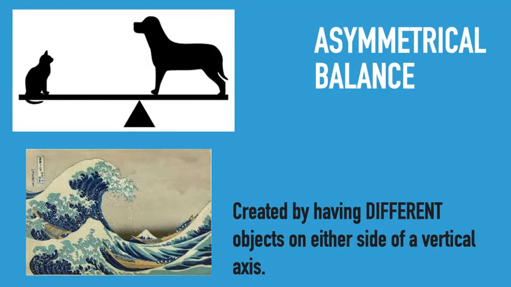Opposite of symmetrical would be asymmetrical, and that's created by having different objects on either side of the vertical axis. You can see in this painting, the Great Wave, that the wave on the left is much bigger, creating asymmetrical balance. Now, just because it is asymmetrical balance does not mean that it's wrong. It's just the balance that is used in a composition. It still can be appealing and a wonderful composition using asymmetrical balance like in that painting.